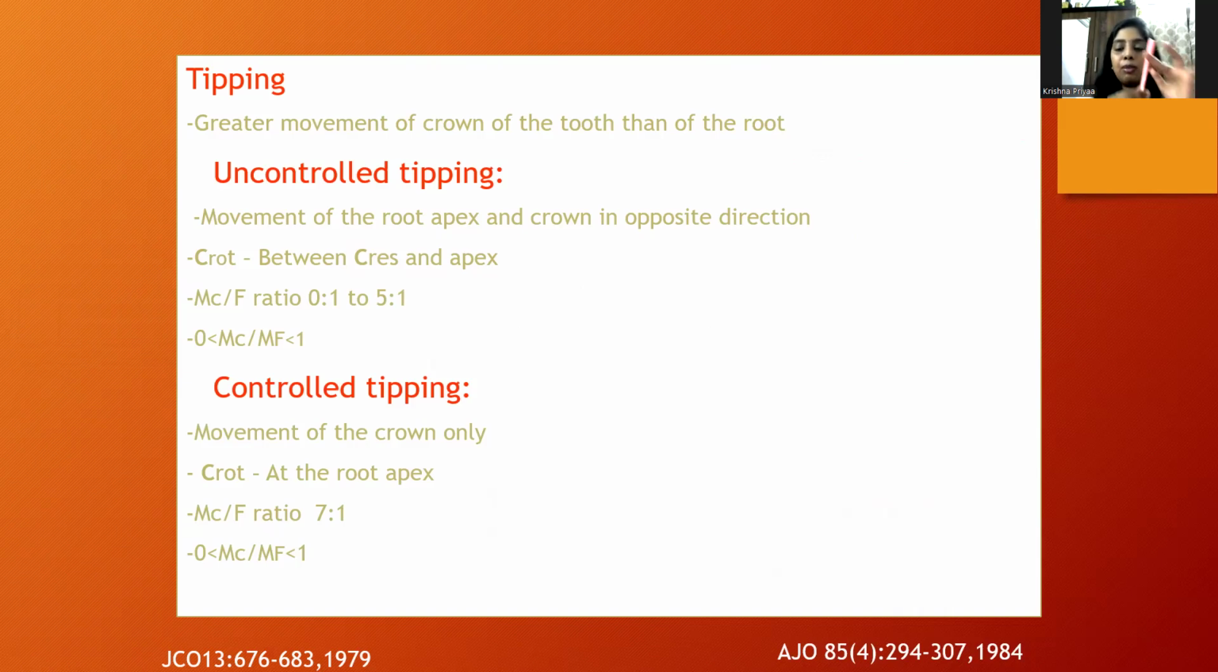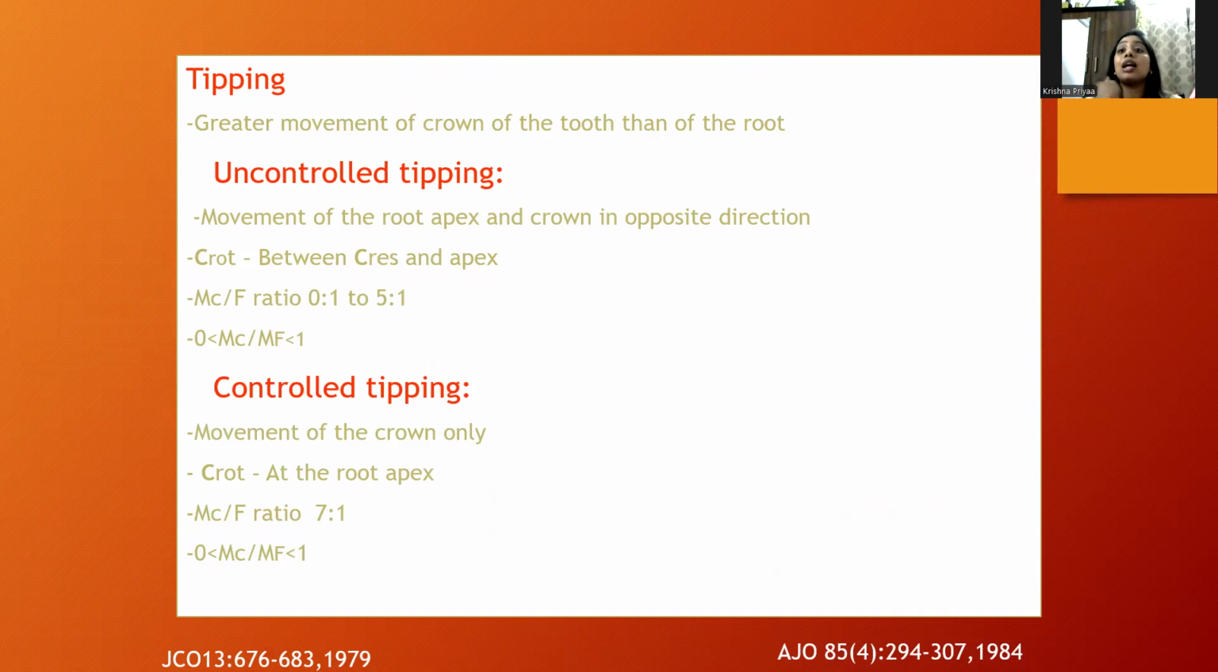Controlled tipping is when the movement is happening only in the crown part, with the root apex staying fixed. Basically, how we decide is that when the moment to force ratio is 7:1, when the distance of the center of resistance to the point of force application is 7 mm, and you give a force, only the crown part is actually moving, right? That is called controlled tipping. In this case, the center of rotation usually will be at the apex of the tooth.